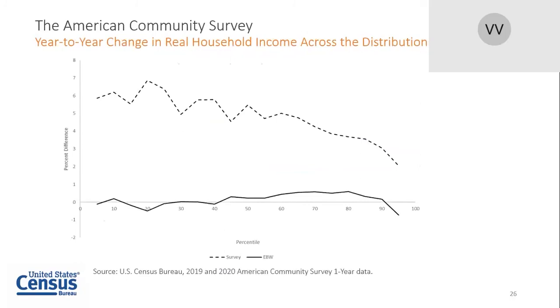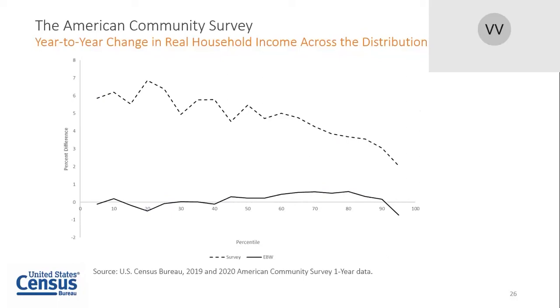This next graph shows some statistics on income, basically showing how the estimates of income in ACS changed between 2019 and 2020, whether there's an increase, a decrease, or not much change. The dashed line gives the production method, and then the solid line gives the experimental estimates. And then on the horizontal x-axis is the household's percentile in the income distribution, to see whether estimates differ between low-income households versus high-income households.